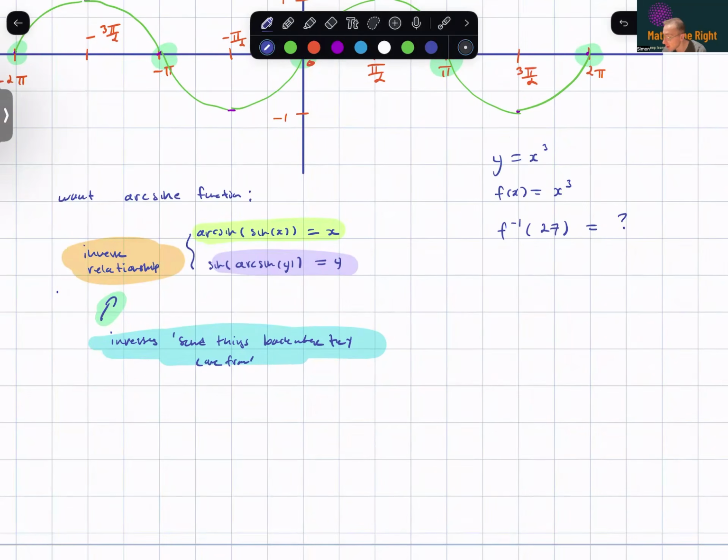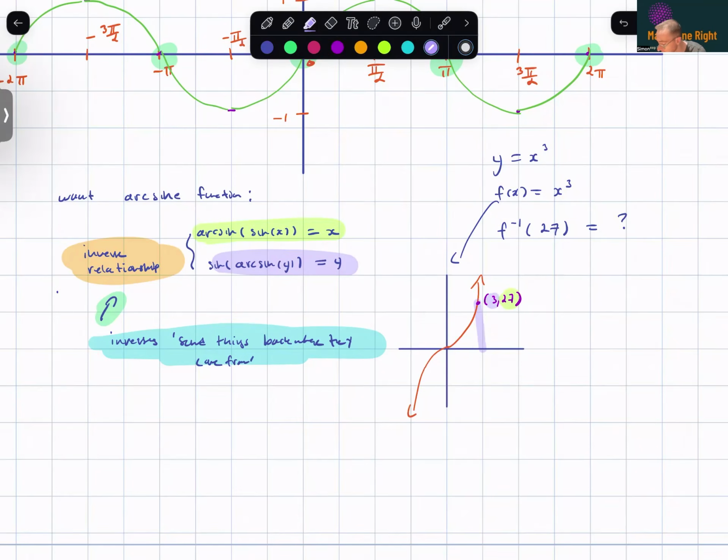Well, f inverse looks at the cubing function, this is what it looks like, and says, okay, what did it send to 27? This is 3, and 27 because 27 is 3 cubed. And so it says, aha, it looks at 27 and asks what got sent here? Well, 3 got sent there.